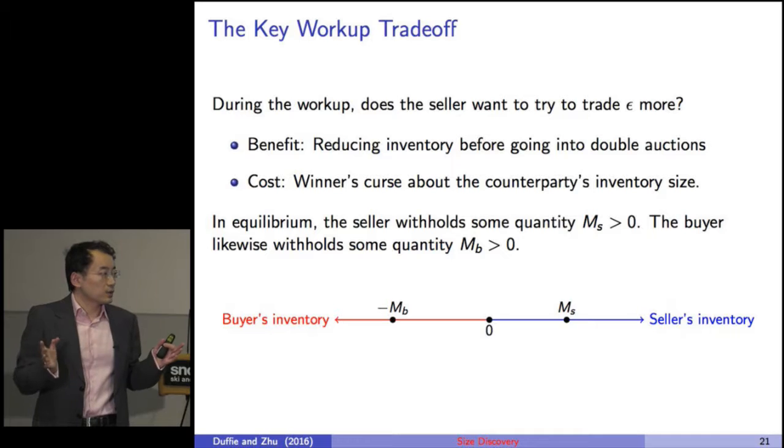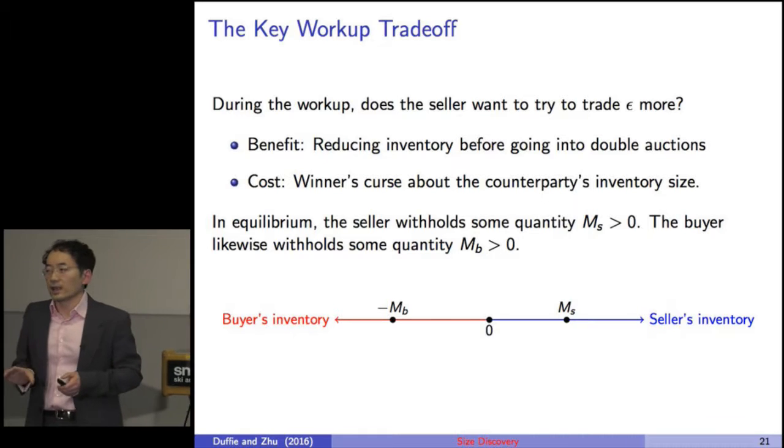In that case, both parties would go to the double auctions together with anyone who did not participate in workup. In other words, participation in size discovery does not prevent you from participating in the double auctions, right? So size discovery is more of an incremental market. Now, what's the trade-off here? In order to find out what's the efficient allocation, we sort of need to find out exactly the strategies.